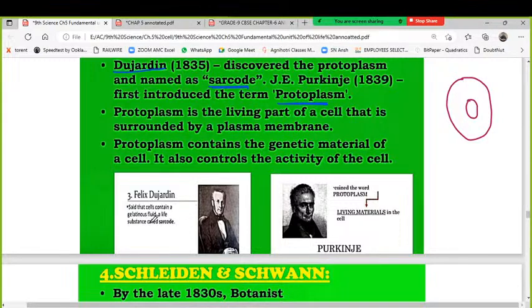He said that cells contain a gelatinous fluid, a life substance, and he named it sarcode. He doesn't name it protoplasm, but he named it sarcode. It was Dujardin who first named it sarcode, and this name protoplasm was coined first by Purkinje, and he named it living material in the cell.